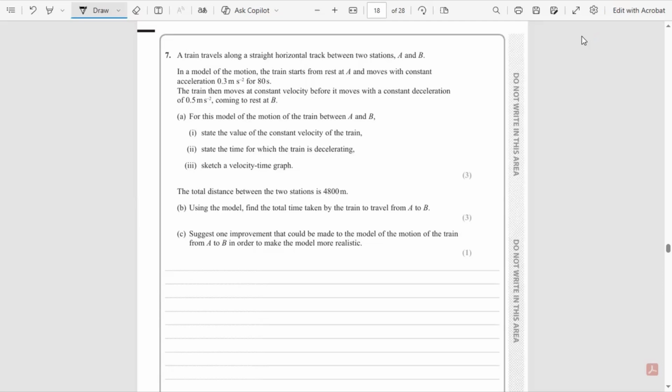Hi everyone. So in this video, we will work through a mechanics question from the Year 12 AS 2018 paper. And this question is about motion graphs.